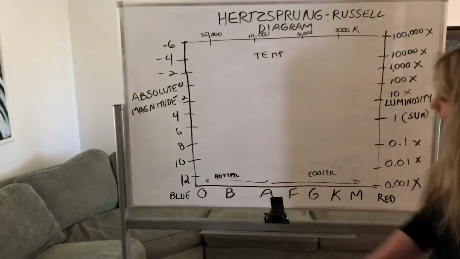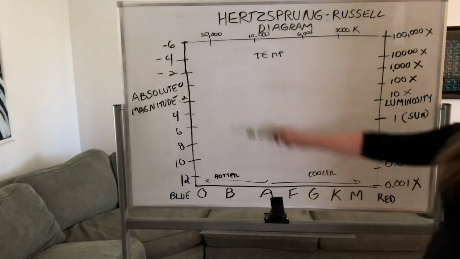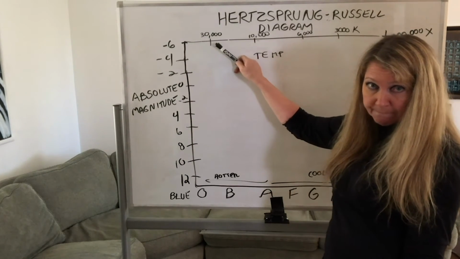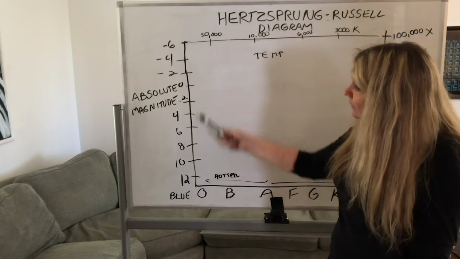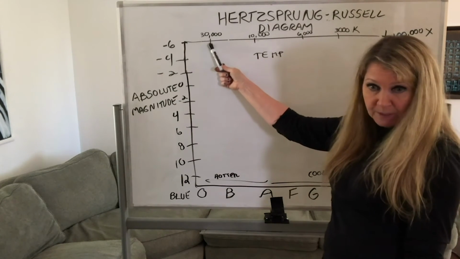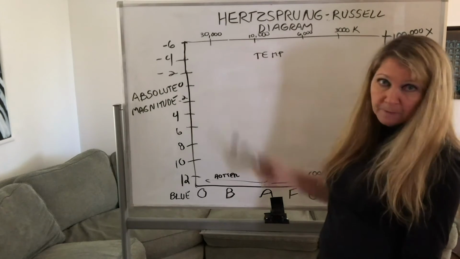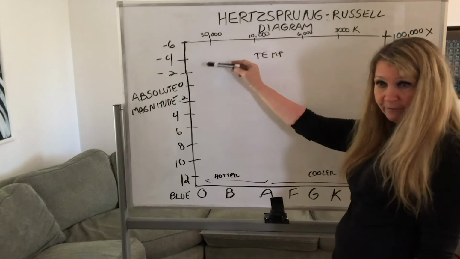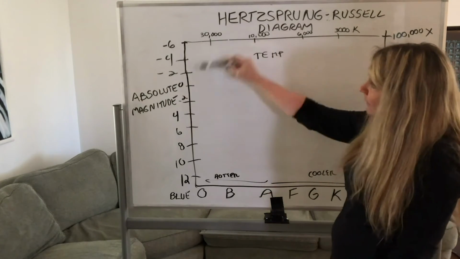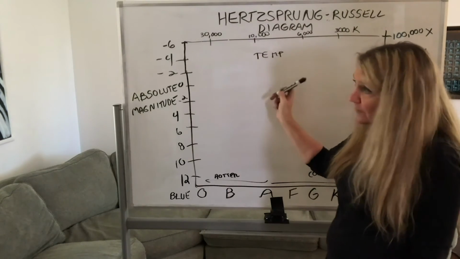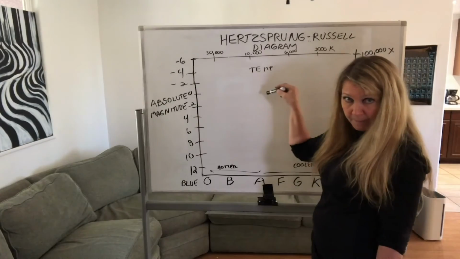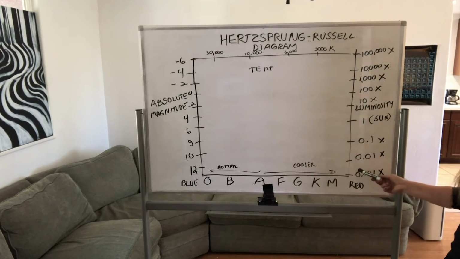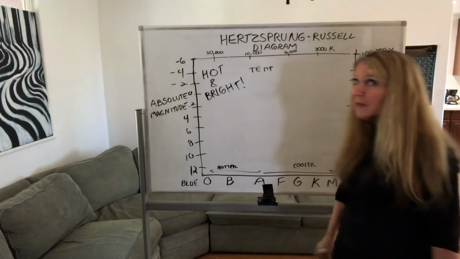So the hottest, brightest stars are going to be in the upper left corner of the HR diagram, because we're looking at brightness. The more negative the number, the brighter the star. So we're up here. And temperature increases as you go from right to left. So hottest, brightest stars over here. Coolest, dimmest stars are going to be in the bottom right. Upper left, hot and bright.